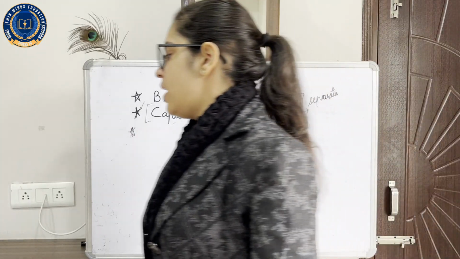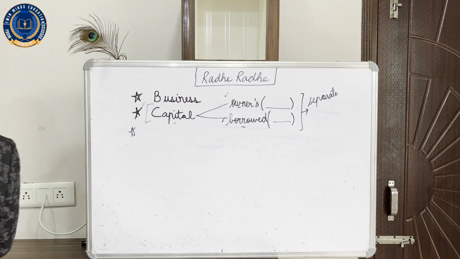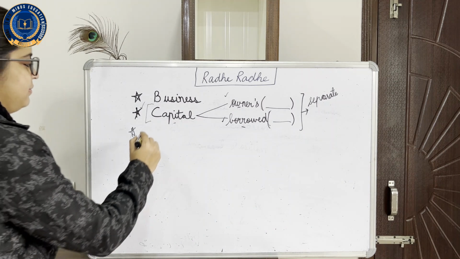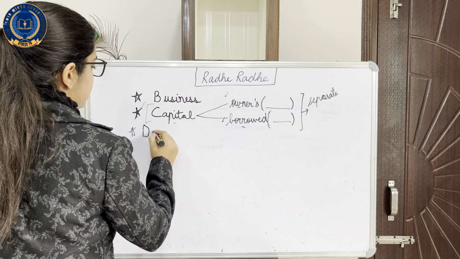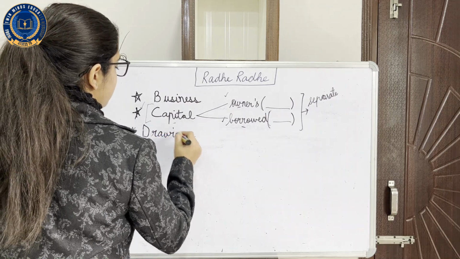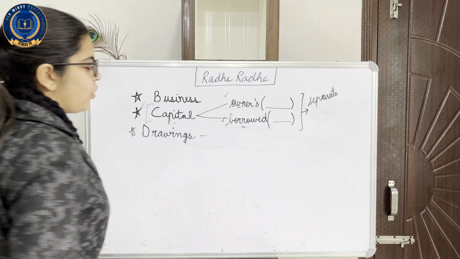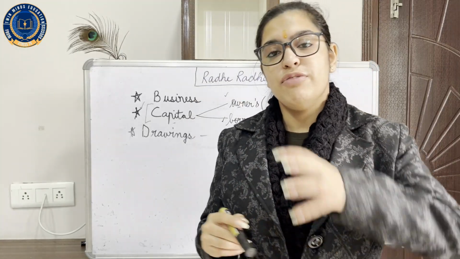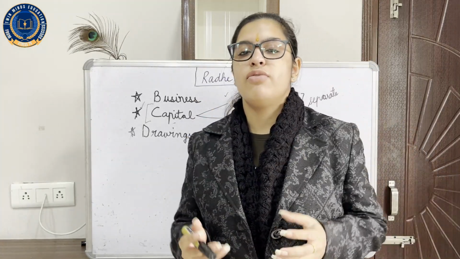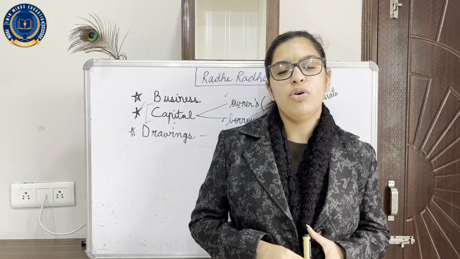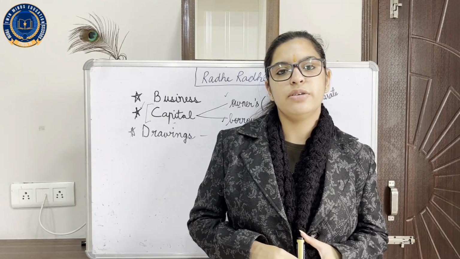Okay. Now, coming to next concept. What is the next concept? Next concept is drawings. Dear, we are not talking about drawing on a notebook here. Drawing means any sort of product, any money withdrawn from business for our personal use is called drawing. Owner withdrew 20,000 for personal use.